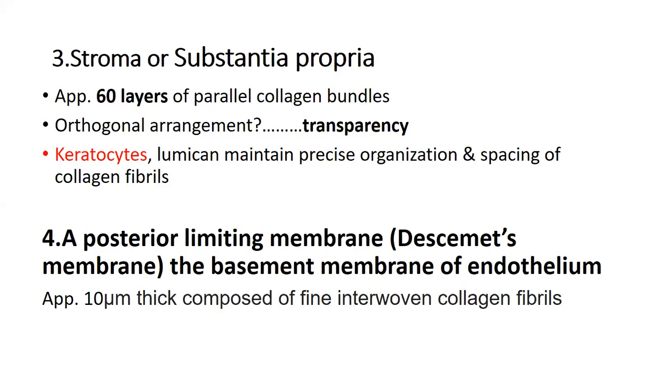The fourth layer is the posterior limiting membrane, Descemet's membrane. What is this? This membrane is again a basement membrane of the innermost fifth layer, the endothelium, and it is almost 10 micrometers thick in adults and made up of interwoven fine collagen fibrils. In young children it is thin, but with advancing age it increases in thickness.